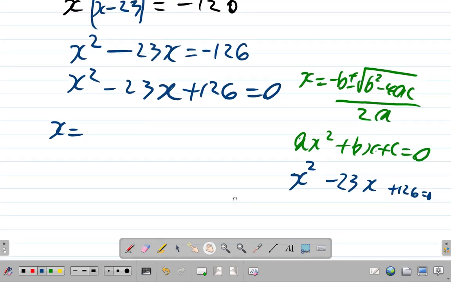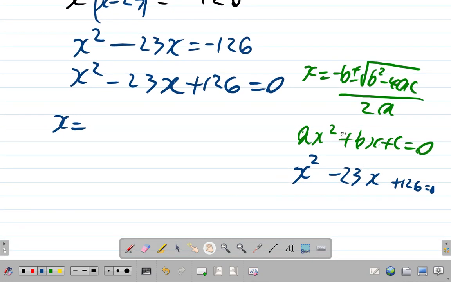Now here, since the general format has only plus, let's rewrite this as having only plus. x squared minus 23x is the same as x squared plus negative 23x. Let's put it in brackets, plus the number here. Now, what is a? A is 1. A is the number that multiplies x squared.